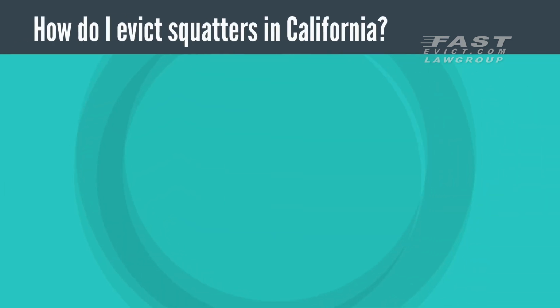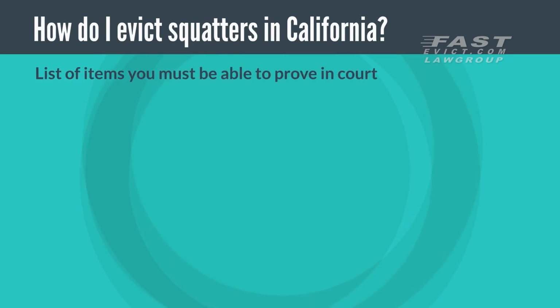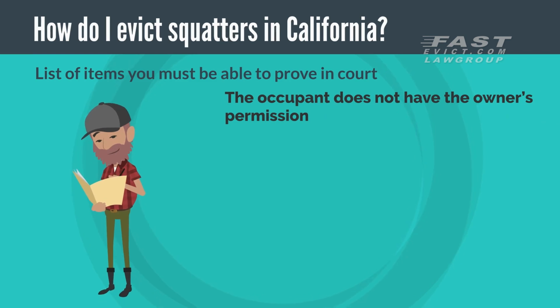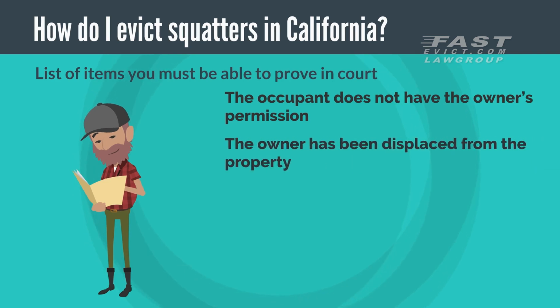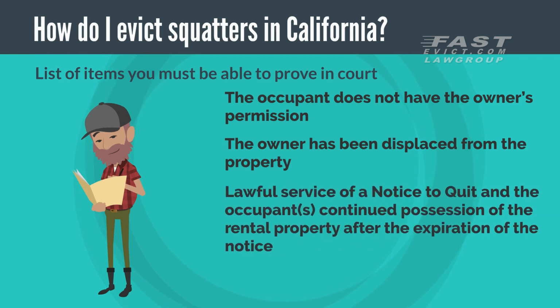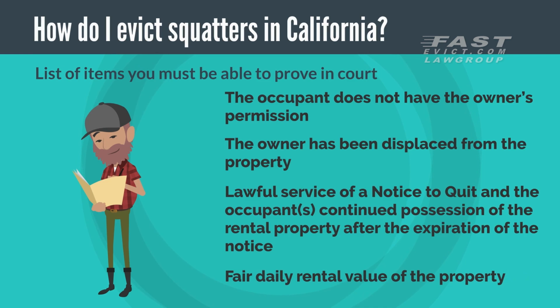How do I evict squatters in California? First, here is a list of items you must be able to prove in court of law. The occupant does not have the owner's expressed or implied permissions to occupy the rental unit. The owner of the real property has been displaced from the real property. Lawful service of a notice to quit and the occupant's continued possession of the rental property after the expiration of the notice, and the fair daily rental value of the real property.